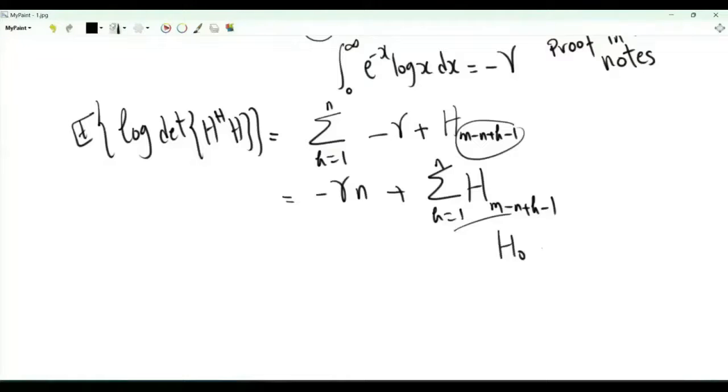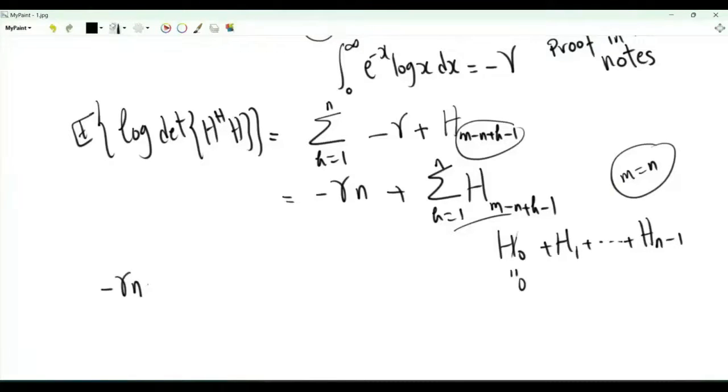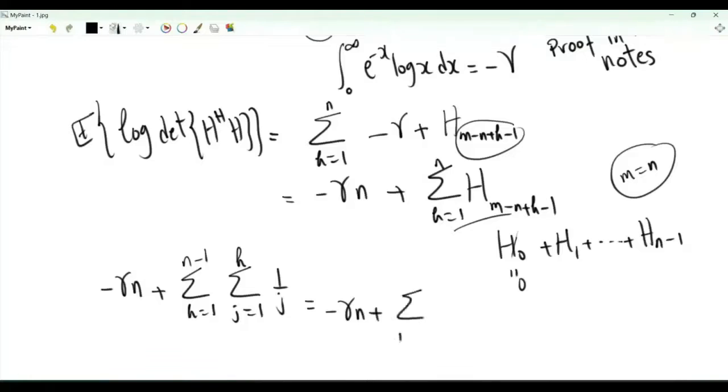If m is equal to n, this summation is H of 0, which is 0, plus H of 1, all the way to H of n minus 1. The expected value is equal to minus gamma times n, plus the summation over k from 1 to n minus 1 of H_k, which is the summation over j from 1 to k of 1 over j. Interchanging the order of summation, this is equal to minus gamma times n plus the summation over j from 1 to n minus 1 of 1 over j.